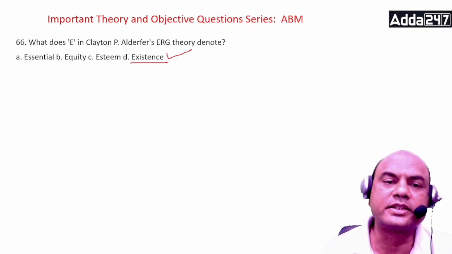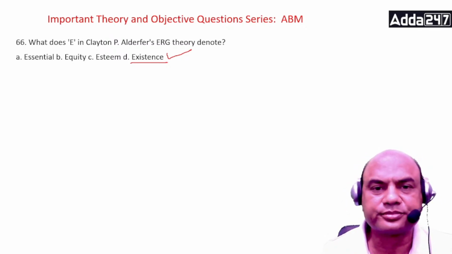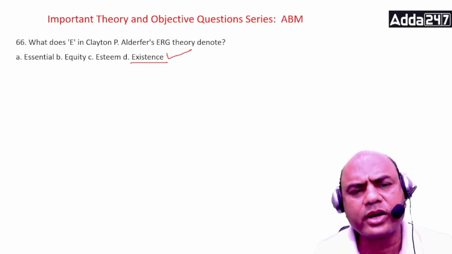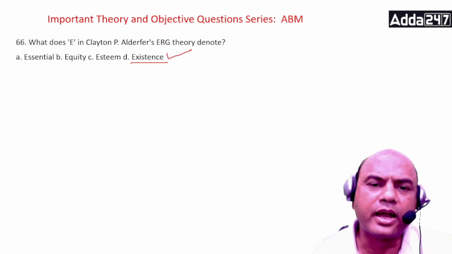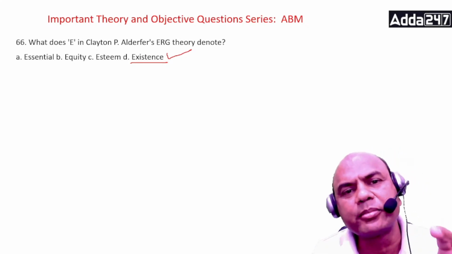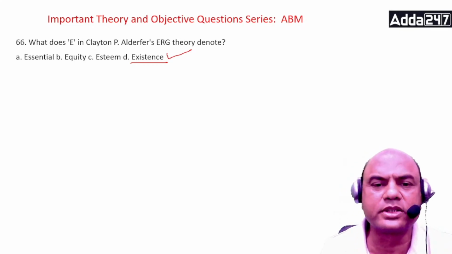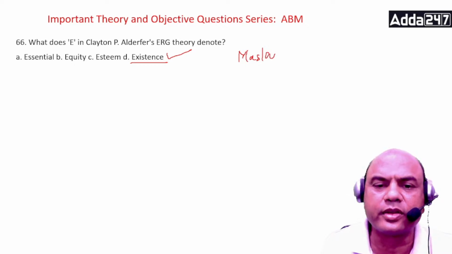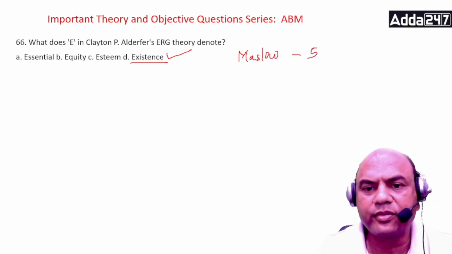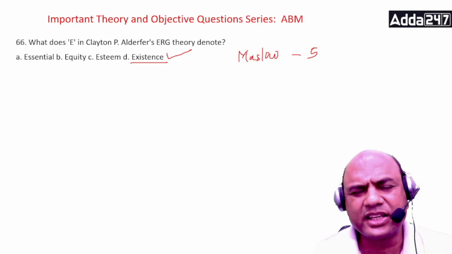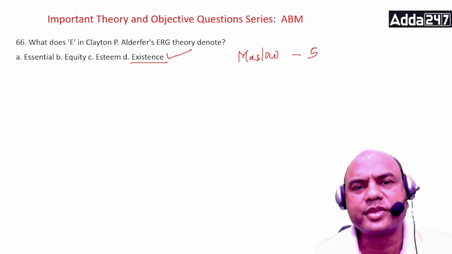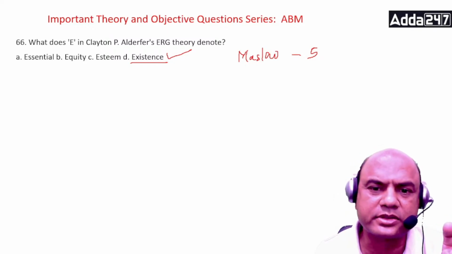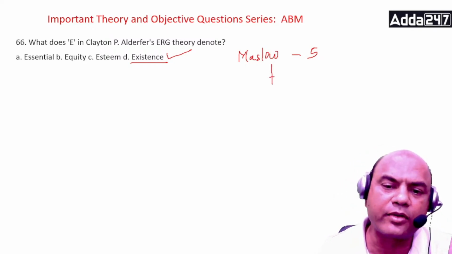ERG theory is existence, relatedness and growth. Okay. So Alderfer proposed this theory, and it is derived from Maslow's hierarchy. Maslow has 5 levels. Now I won't name all those 5, okay, I can name them: physiological, safety, social, esteem and self-actualization, right? That is Maslow.